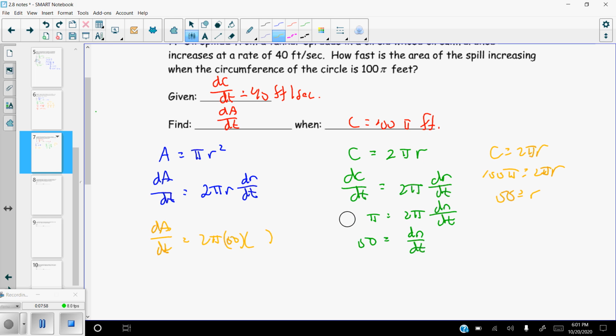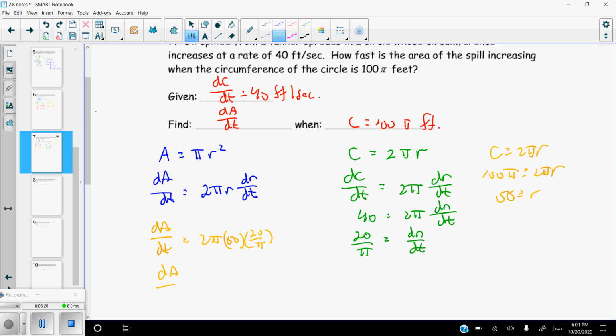I plugged in 100 pi. I plugged in the circumference. dC over dt is actually 40. That makes a huge difference. So now if we divide that by 2 pi, we're actually going to get 40 over 2 pi, which reduces to 20 over pi. Okay, that makes a big difference. So now we're going to plug in 20 over pi for dr dt. Hopefully you guys caught that.